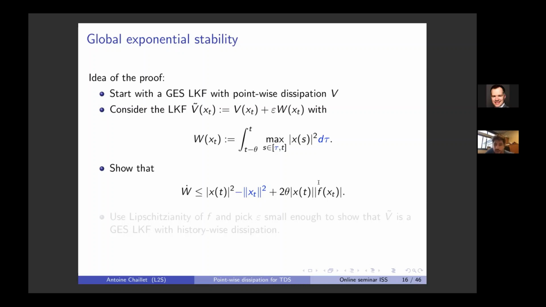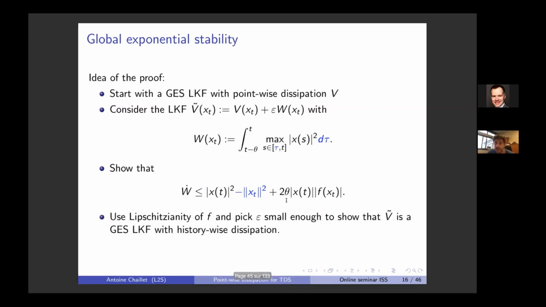So then the idea is to use the fact that f is globally Lipschitz, this is where it is needed, in order to be able to compensate this bad term through the good terms that we have here. So the key point is that you see that with this trick, we make appear a history-wise dissipation. We have minus the history squared. This term here, we will compensate by the fact that V is pointwise dissipating, and these two terms, using the Lipschitzianity of f, we will be able to compensate for epsilon small. And that's how we got history-wise dissipation, from which it is easy to show global exponential stability.